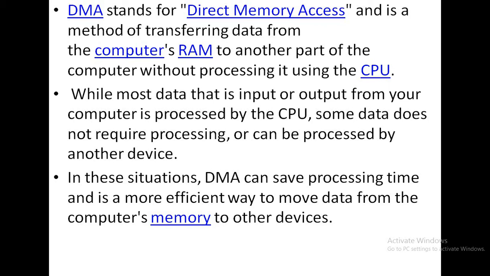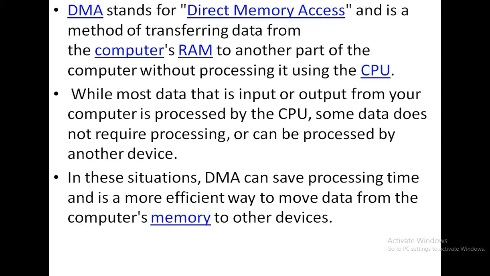So while most data input or output from your computer is processed by the CPU, some data does not require processing or can be processed by another device. In these situations, DMA can save processing time and is a more efficient way to move data from the computer's memory to another device or other devices.